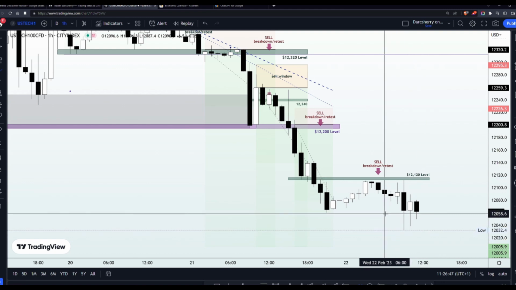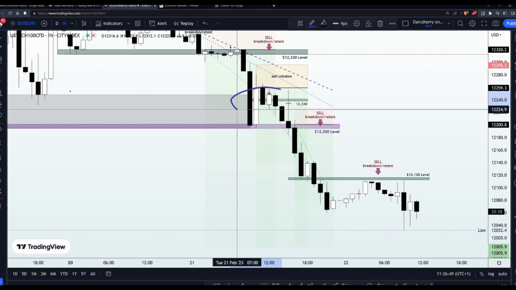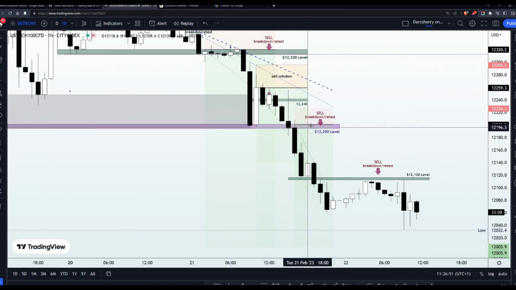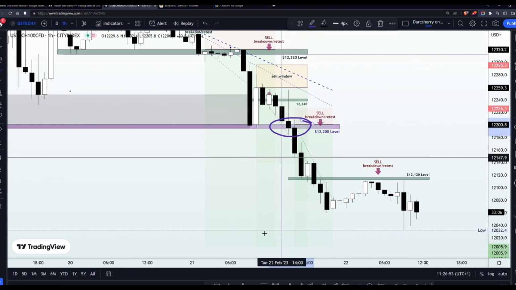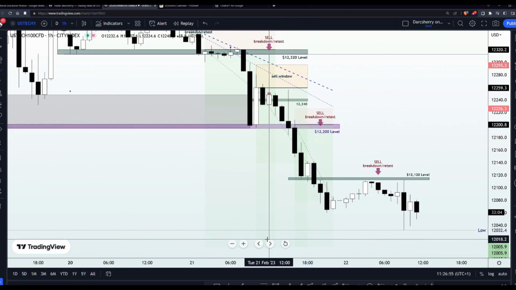Now, for those who had missed out on these opportunities that we had yesterday at the 12,240 and the 12,200 level, well, we shall be looking out for more opportunities to join this decline to the downside if the market will permit us.